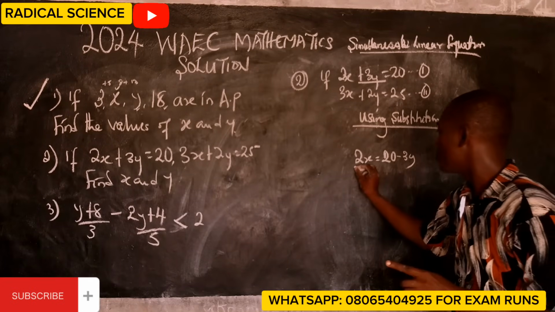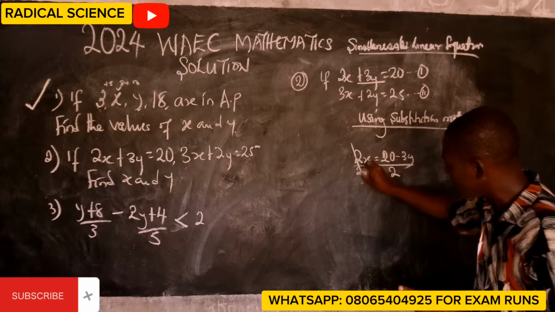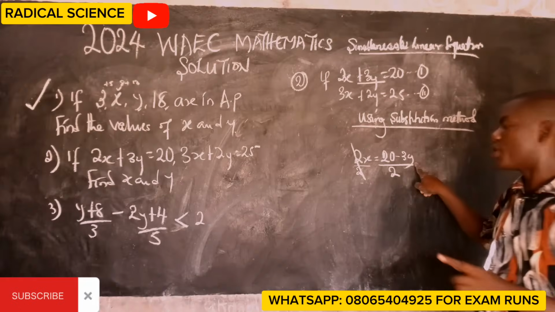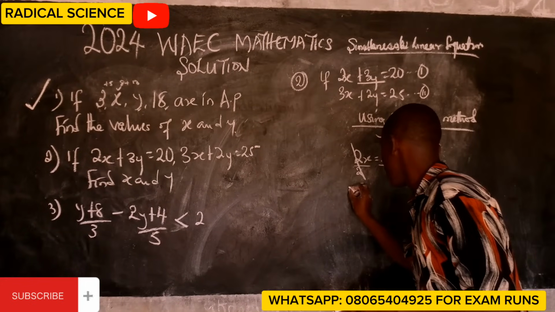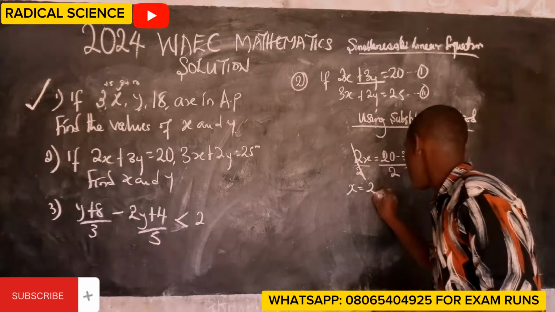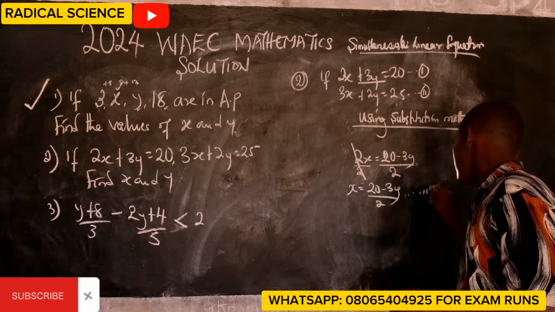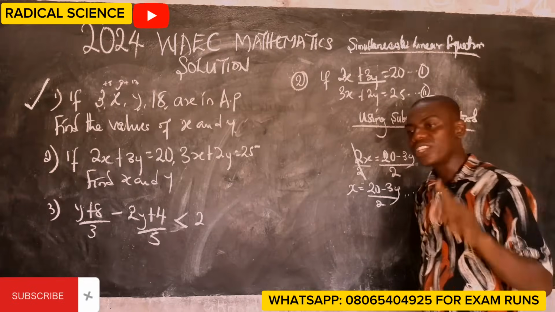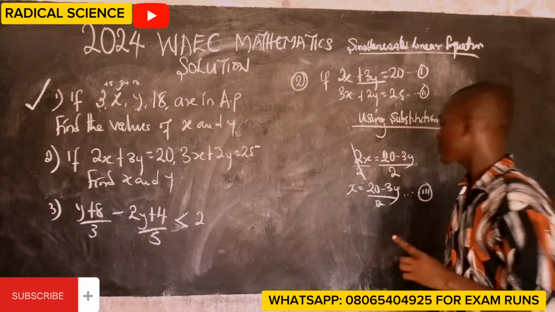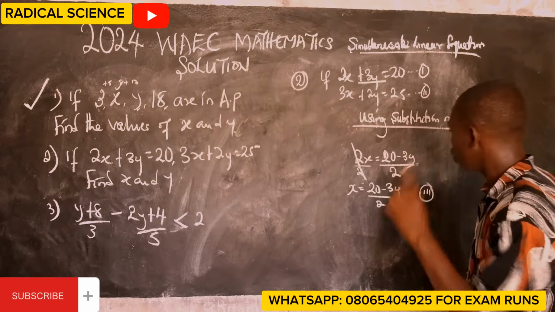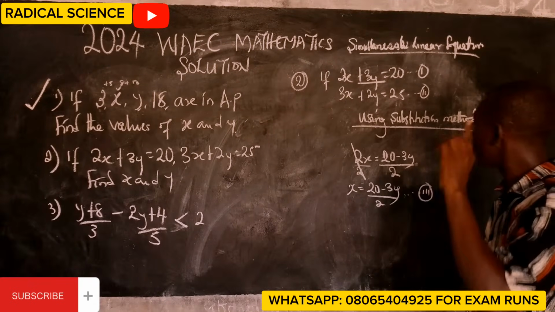Now divide both sides by the coefficient of x, which is 2. I won't divide here because of the presence of the variable y. Now if you understood me, you are going to have x equals (20 minus 3y) over 2. This is equation 3. Remember I said you are going to form equation 3 from equation 1, compulsory. Don't form equation 3 from equation 2. It is gotten from equation 1.